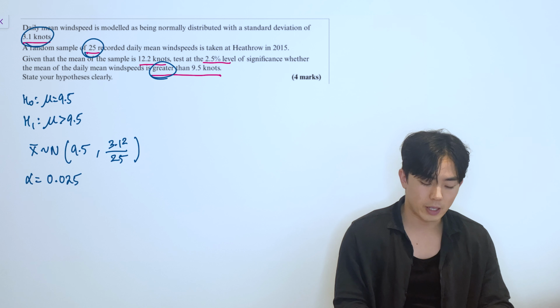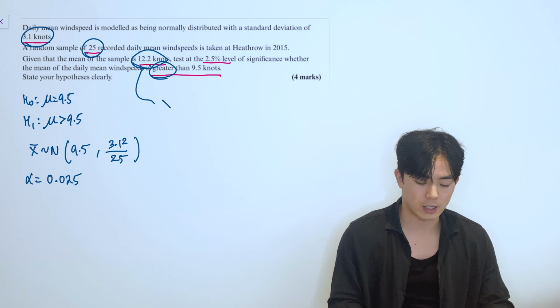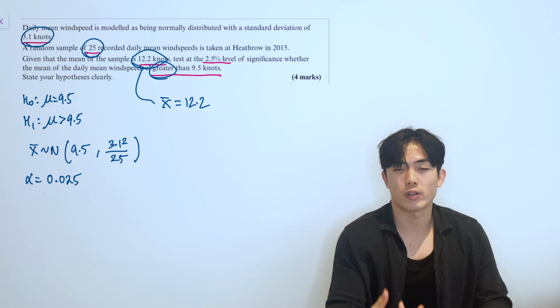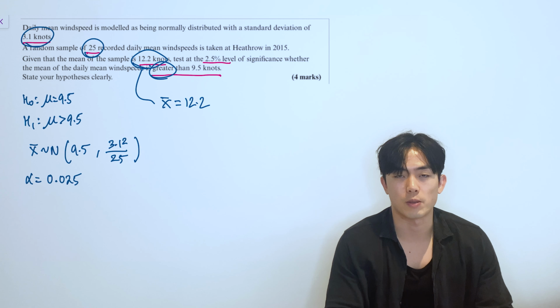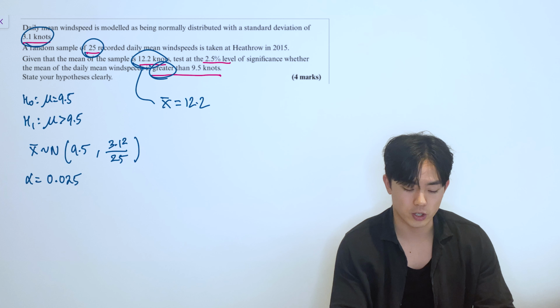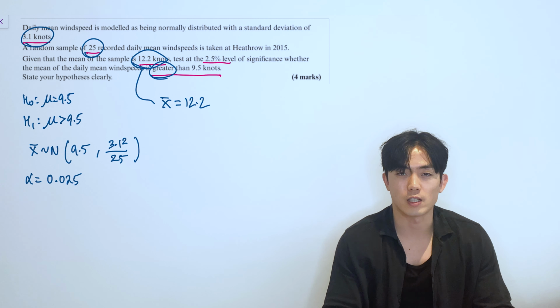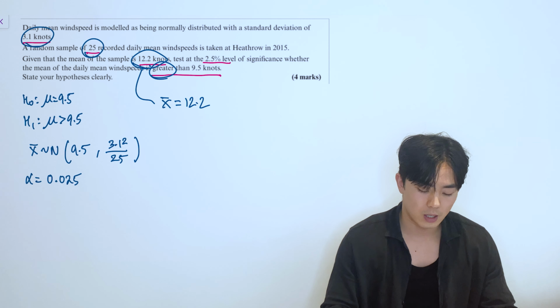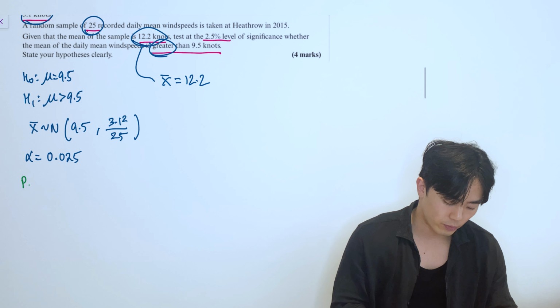Okay, so in the sample, they got 12.2 knots. So that essentially is going to be our X bar value, which is 12.2. Remember, in the hypothesis testing video series, you can do the probability method or you can find the critical region. I'm going to just do both methods as a reminder for you guys. So let's do the probability method.